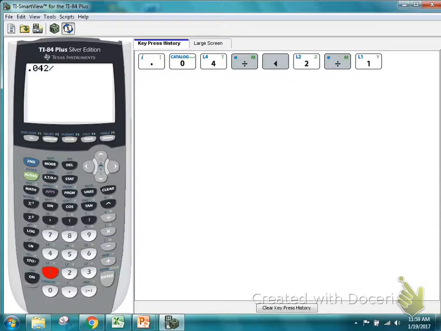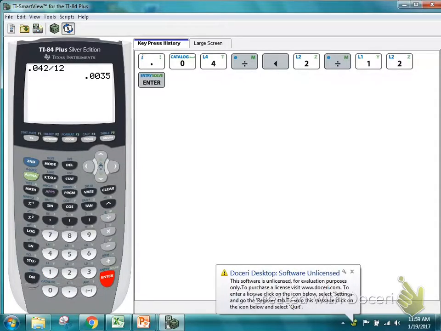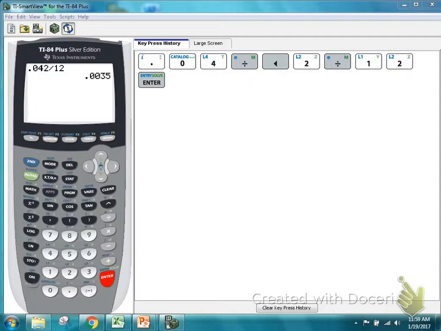0.042, divide that by 12 and hit enter. That gives you 0.0035. Like I said, you're going to eventually round this to hundredths, but the only time you ever round when you're doing problems like this is at the very end. Because if you rounded this to hundredths right now, you'd be at 0. And that's not too difficult of a problem.